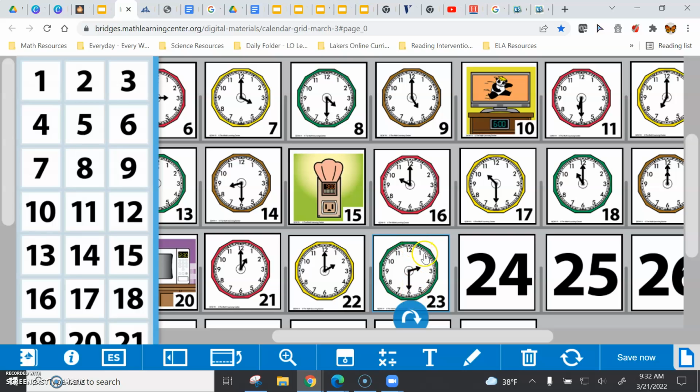So we have to count how much time passed by. So it went 5, 10, 15, 20, 25, 30. 30 minutes of time passed by since yesterday's clock.